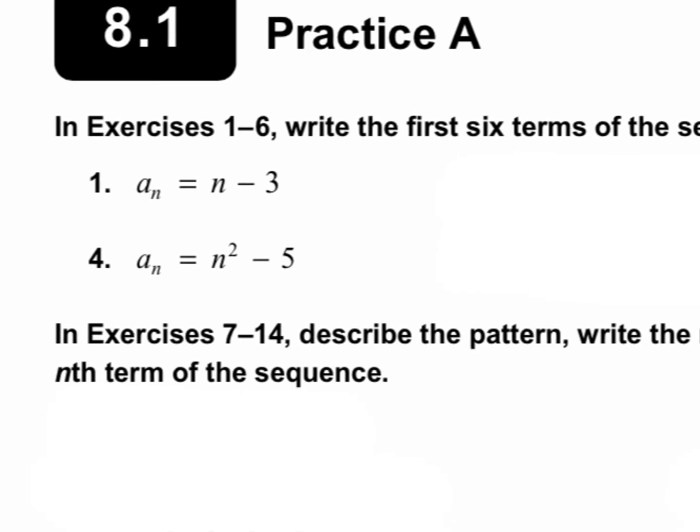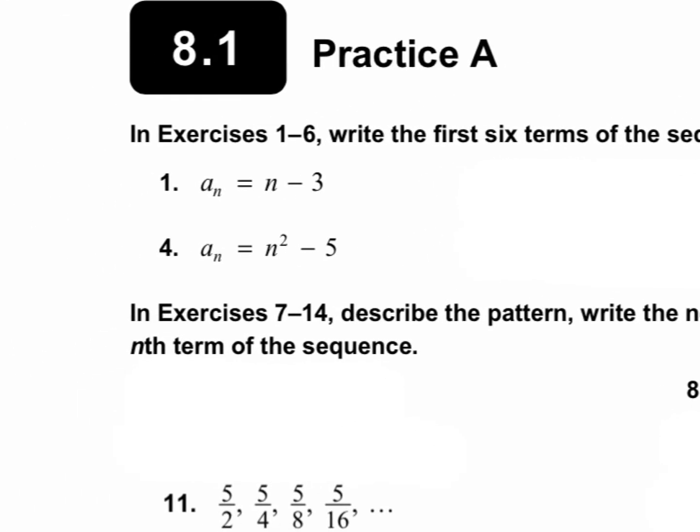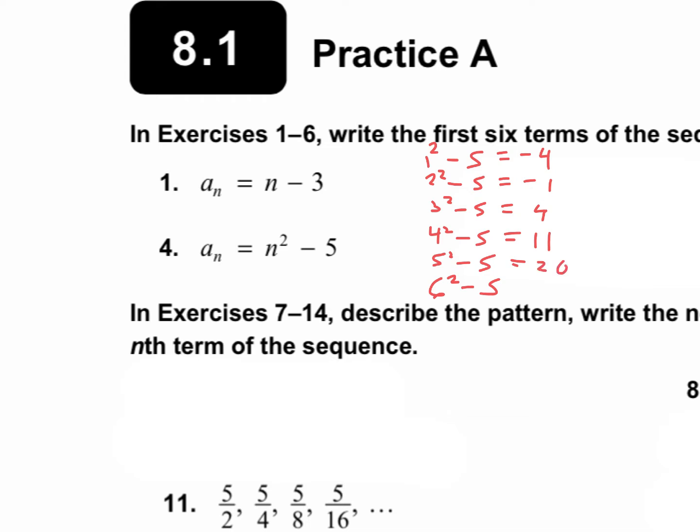In 4 and 6, we just need to write the first 6 terms of the sequence. So we're just going to plug in 1, 2, 3, 4, 5, and 6. So we have 1 squared minus 5, 2 squared minus 5, 3 squared minus 5, 4 squared minus 5, 5 squared minus 5, 6 squared minus 5. This would give us negative 4, negative 1, 3 squared minus 5 would be 4, 4 squared minus 5 is 11, 5 squared minus 5 is 20, and 6 squared minus 5 is 31. So these would be the first 6 terms of our sequence.